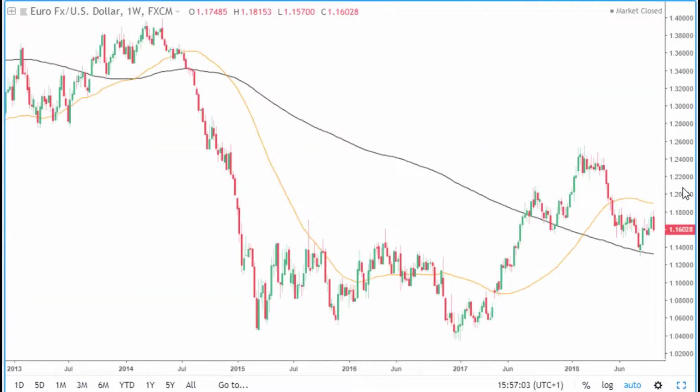Looking at the weekly time frame, price is currently below the 50 simple moving average, but above the 200 simple moving average. We would prefer price to be either above both of these moving averages or below both of these moving averages. As price is in between, we know to stand aside from taking any trades because the market will be unpredictable in this area.